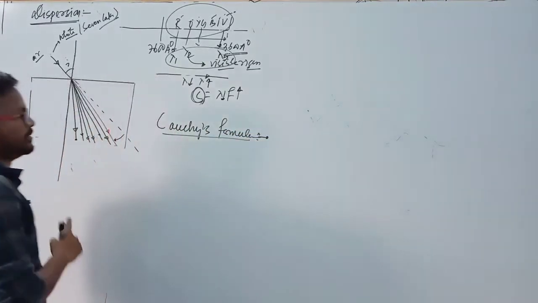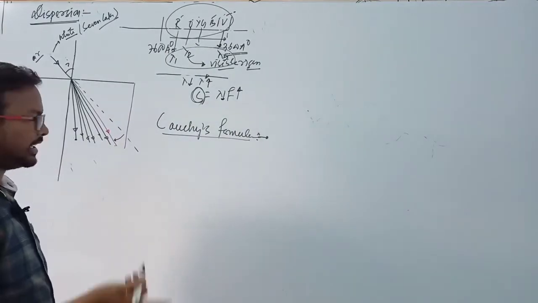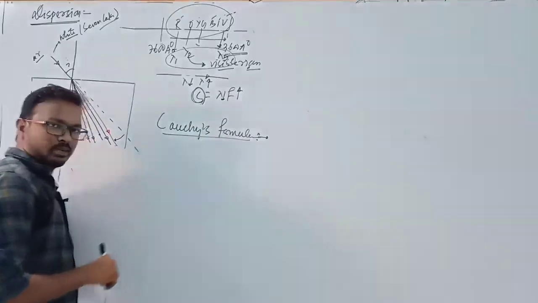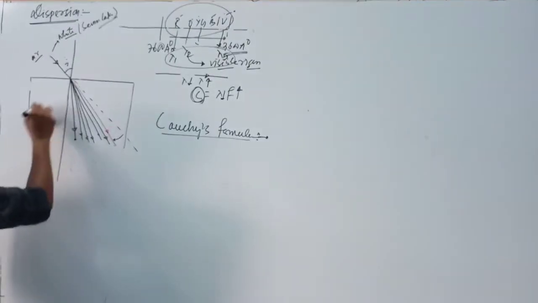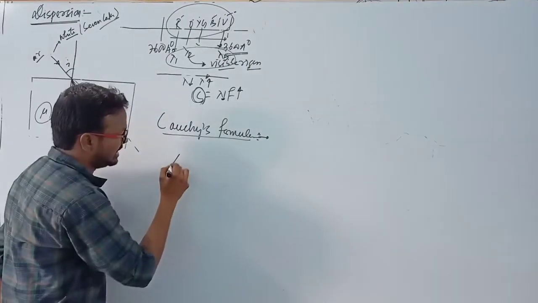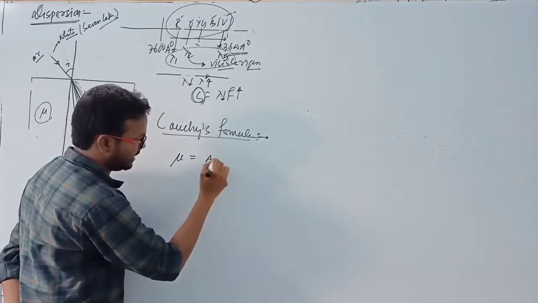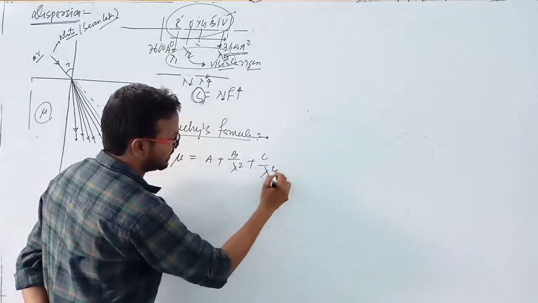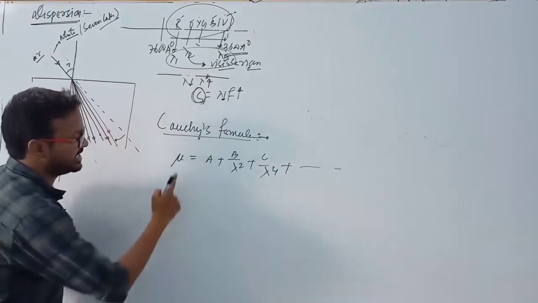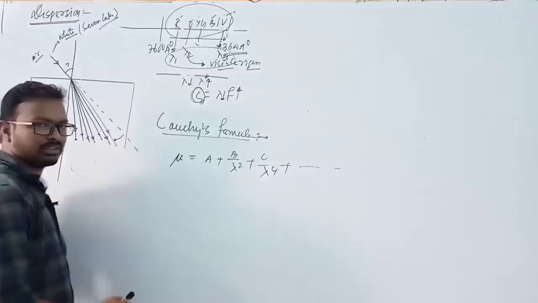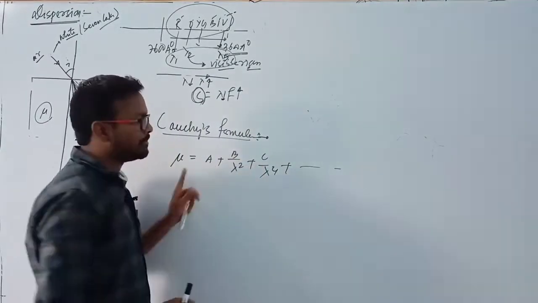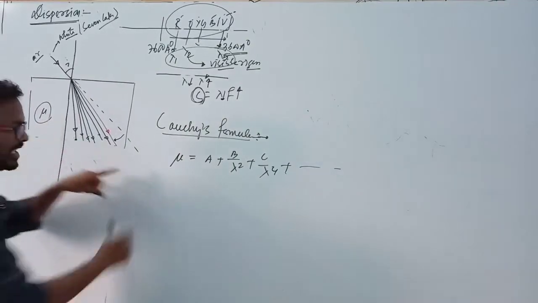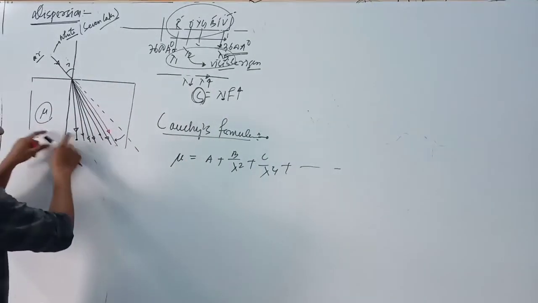Cauchy was one of the most important scientists, who gave the idea about dispersion and the relation between the refractive index of the medium and wavelength. Suppose the refractive index of this medium is mu, and the formula is mu equal to A plus B by lambda square plus C by lambda fourth plus so on. This relation is known as Cauchy's formula. A, B, C are constant quantities which depend on the medium, and mu means the refractive index of the medium.